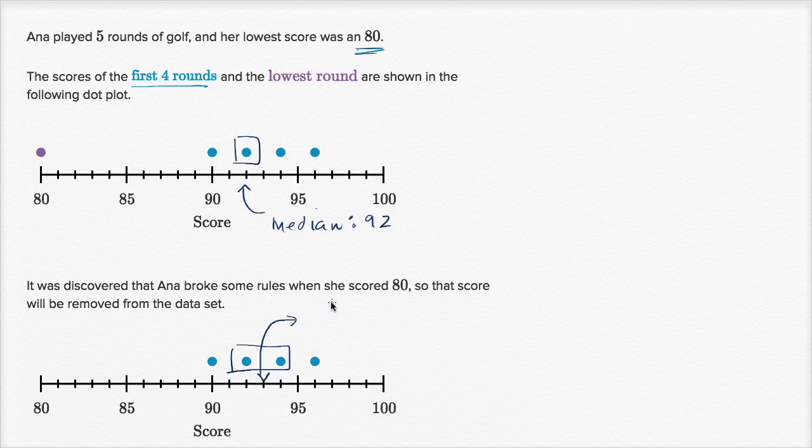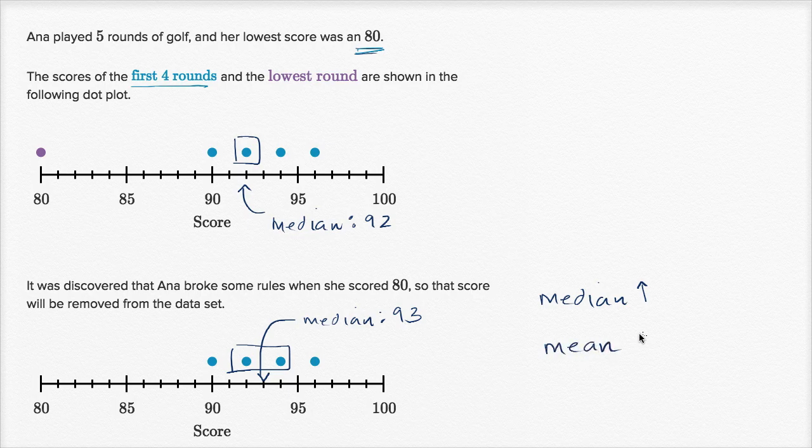So the median is 93. Removing the lowest data point, in this case, increased the median. So the median increased by a little bit. Now what's going to happen to the mean?